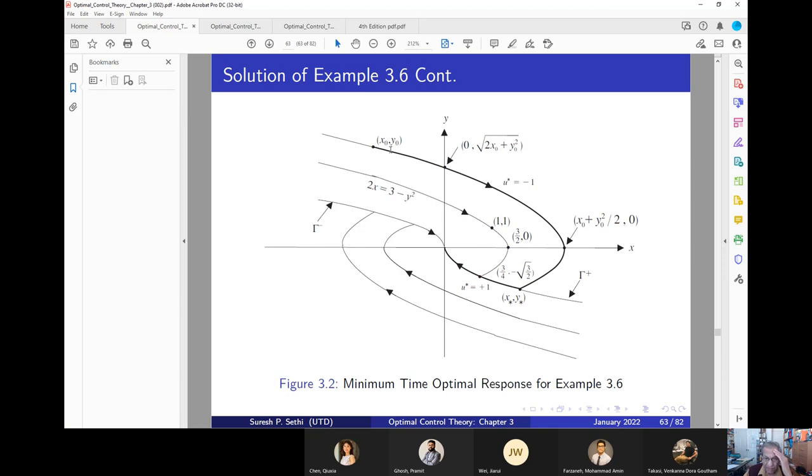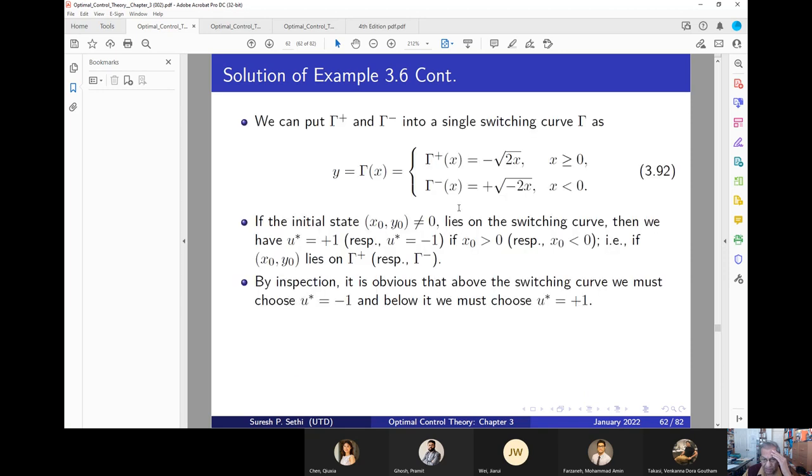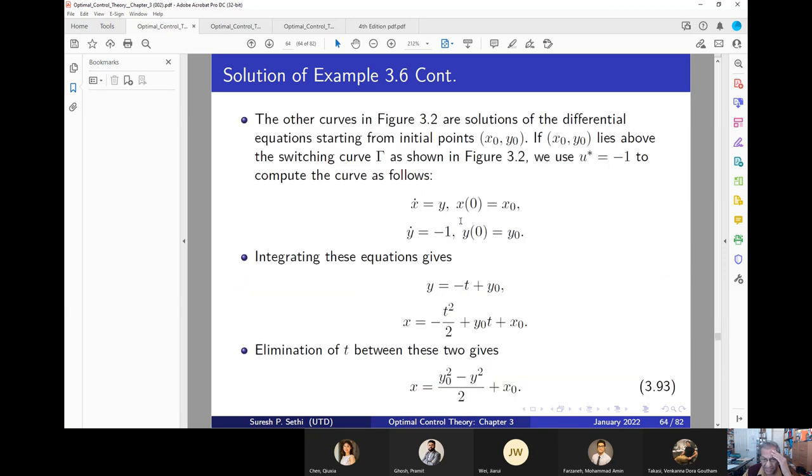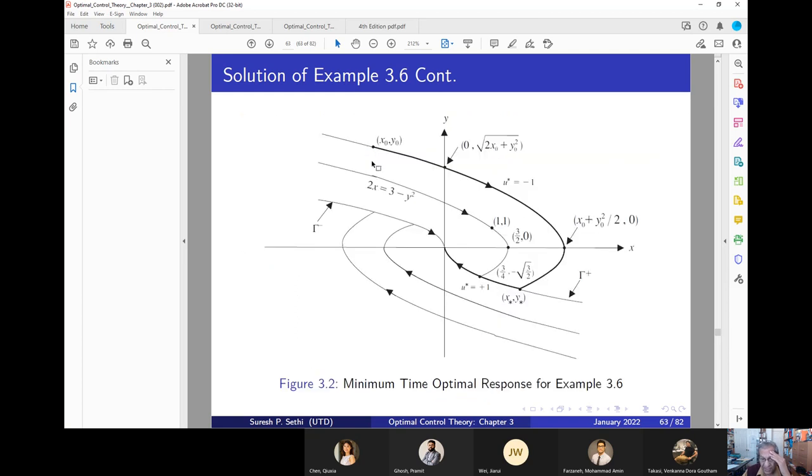So the train getting a brake, which is u star minus one, speed is going down. As you can see, this parabola is slowing down. That parabola is, by the way, the equation of this system. So let's integrate these equations. When you put minus one, you integrate this equation, you get y equal to this, x equal to this, you eliminate t and you get this parabola. 3.93 is this parabola.